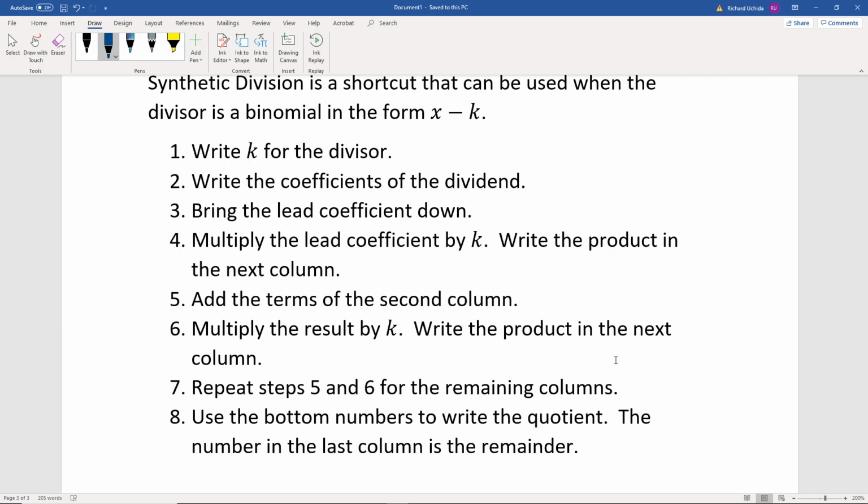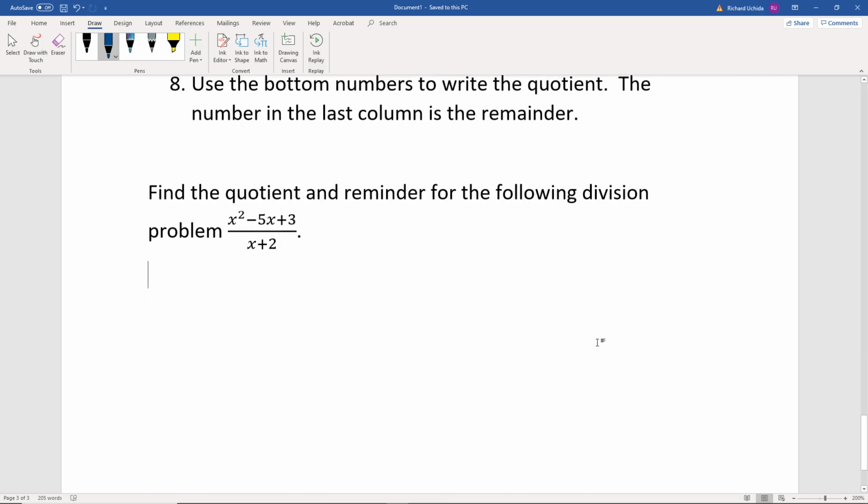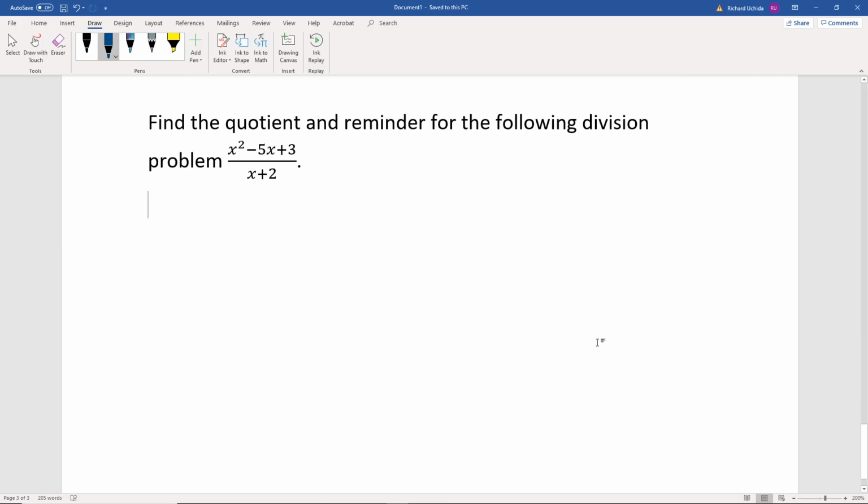Okay, once again, if you had never seen synthetic division before, which you should have by this point, then this would make no sense. But hopefully you should have seen it before. So let's just remind you with an example. Let's find the quotient and the remainder for the following division problem. Let's say we have x squared minus 5x plus 3 divided by x plus 2.